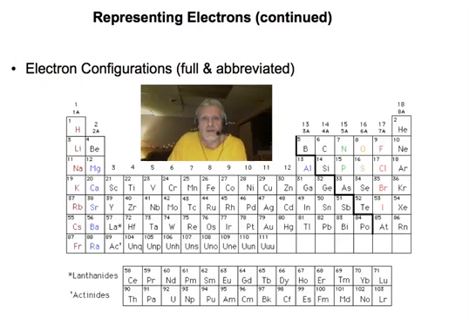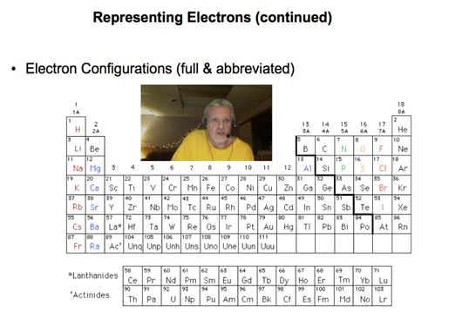This is the second video then about representing the electronic character or makeup of an atom. These are known as electron configurations, what I'll be showing you today, and two types, full and abbreviated. Now, it's very useful to have your periodic table in front of you because once you realize how these are done, you should be able to actually use your periodic table, locate the atom of interest, and just from the periodic table read off the electron configuration.